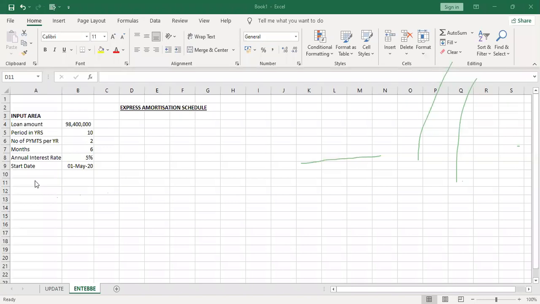Coordinator, are you there? Yes, please. Okay, let us proceed. So now this is our input area. Look through the question. Is there any other information we may need in our computation area?